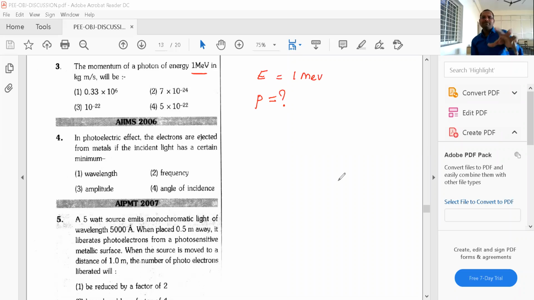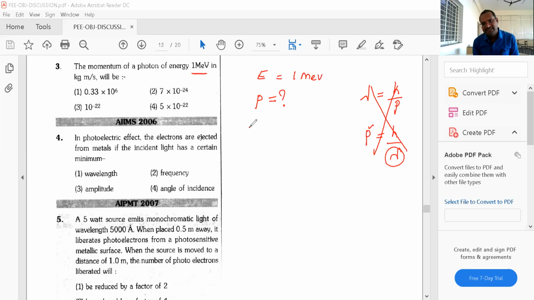Till now, whatever we have done, we have written wavelength according to de Broglie, lambda is equal to h by p. So momentum can be written as p is equal to h by lambda. So when we know lambda, we can find momentum. But they have not given a wavelength, they have given energy. Then what to do?